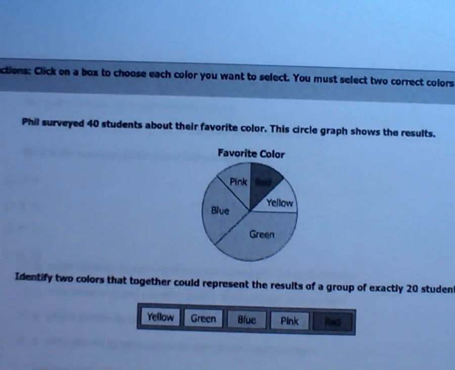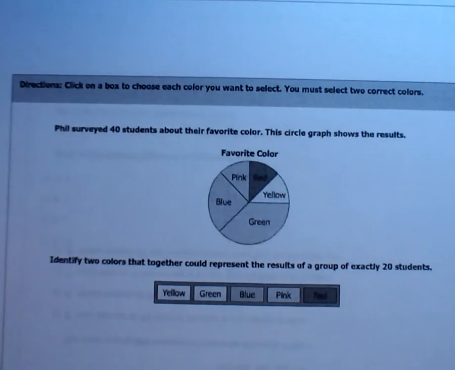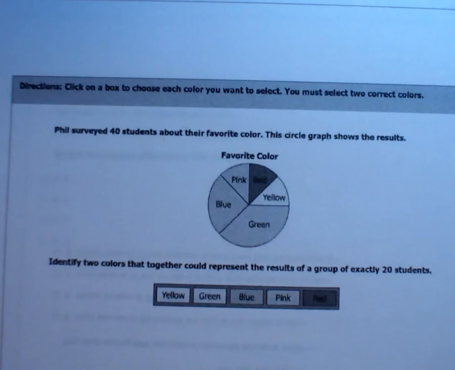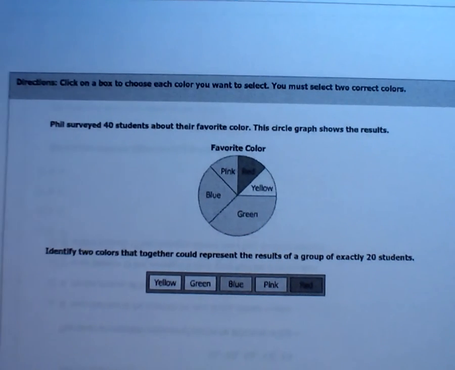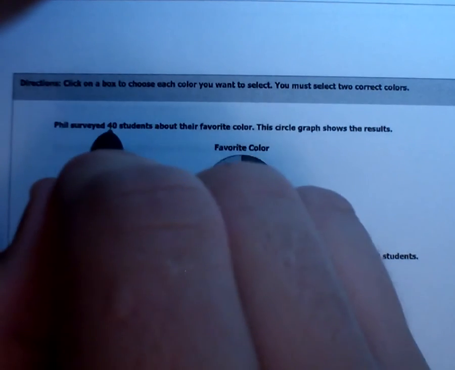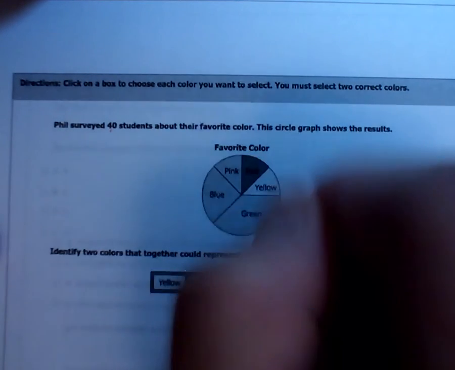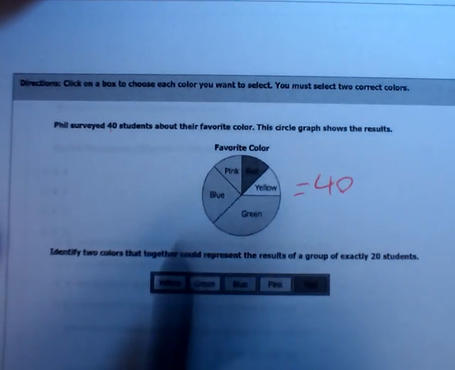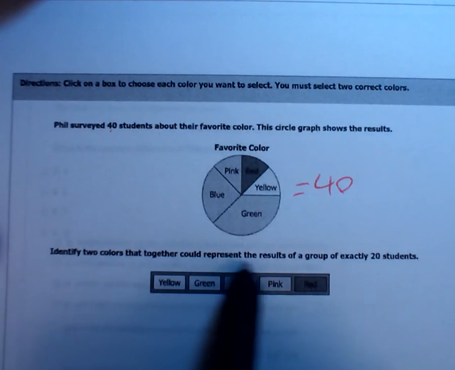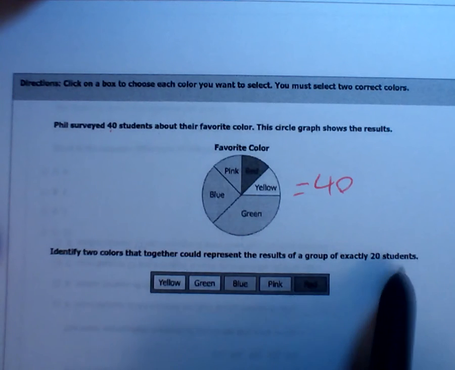Good. There we go. Directions. Click on a box to choose the color you want to select. Now, guys, obviously you can't see the colors very well because it's black and white. All right. So Phil surveyed 40 students about their favorite color. So all of this is 40 people. All right. This circle graph shows the results. Identify 2 colors that could represent the result of exactly 20 students.